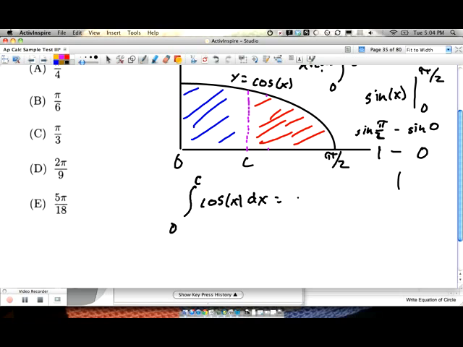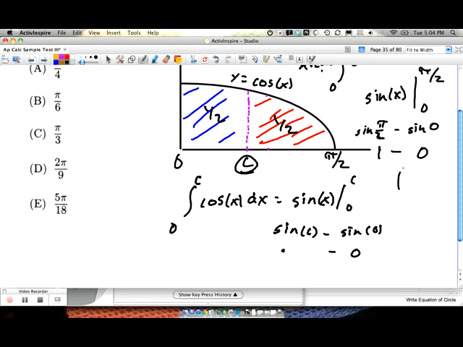So again, I have cosine of x dx. I know that's really sine of x, evaluated from 0 to c, and sine of 0 equals 0, so that part doesn't change anything, but here I'm going to have sine of c. What I need to figure out is how to make c come to a position such that this area is half and this area is half.